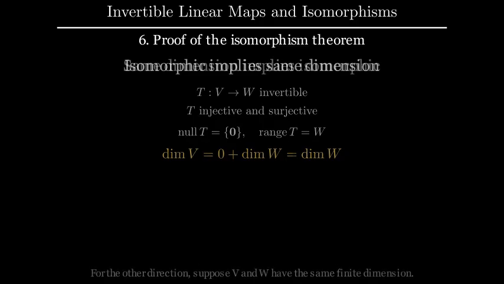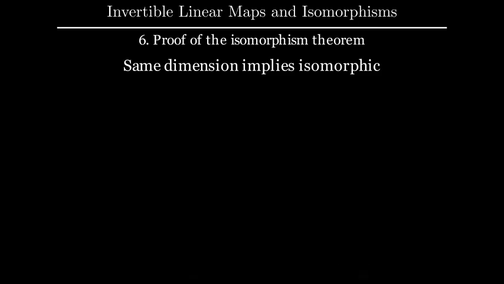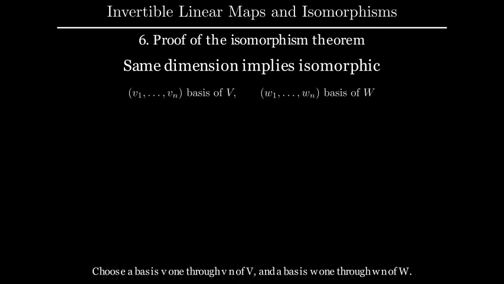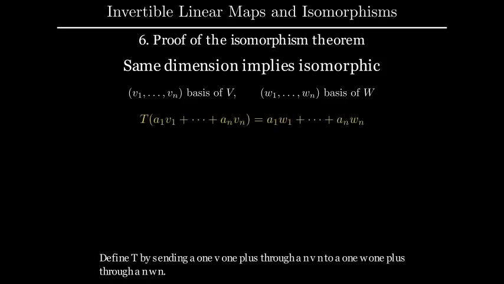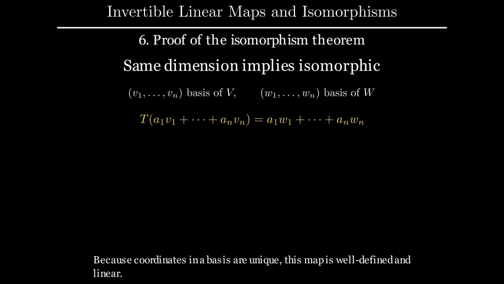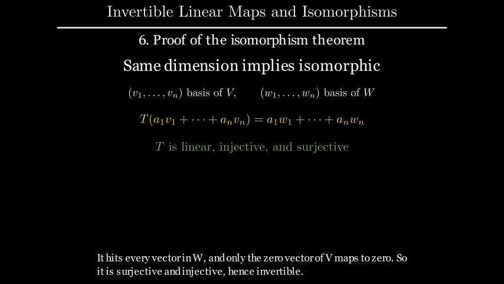For the other direction, suppose V and W have the same finite dimension. Choose a basis v1 through vn of V, and a basis w1 through wn of W. Define T by sending a1v1 plus through anvn to a1w1 plus through anwn. Because coordinates in a basis are unique, this map is well defined and linear. It hits every vector in W, and only the zero vector of V maps to 0. So it is surjective and injective, hence invertible.